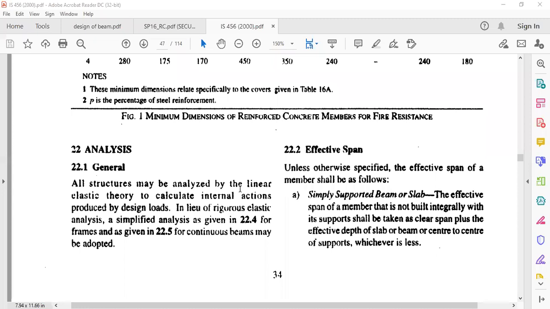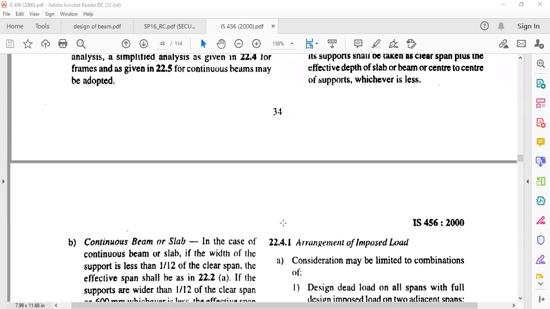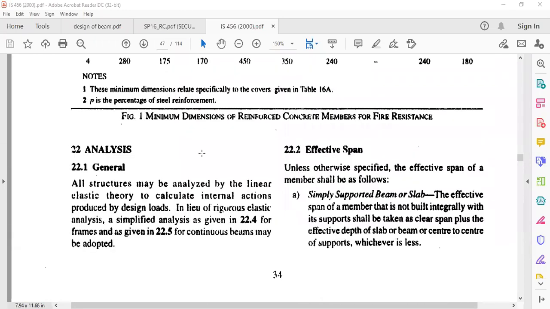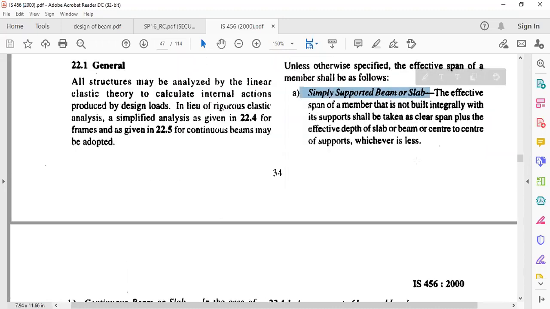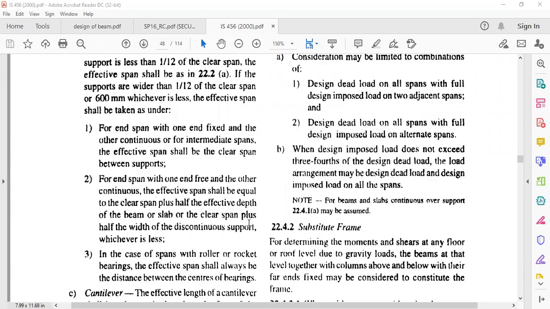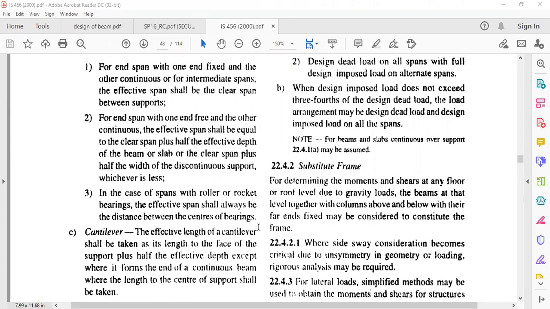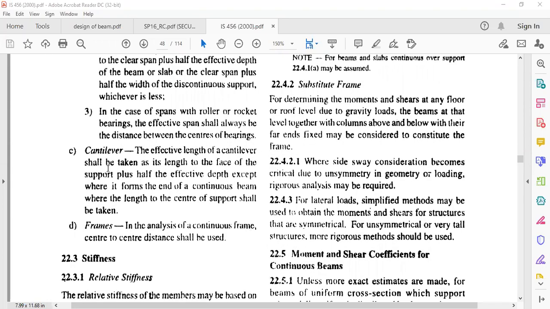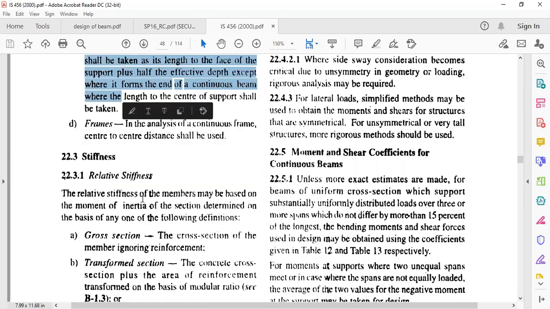Yes, you can just look at it now. We have seen what the effective span should be. We have seen this particular parameter. The effective span is to be considered. Just look at this: this is 22.1 general and then 22.2 effective span. If you are not sure about how to take the effective span, you have to refer to this particular clause. While designing, we are going to use this clause to calculate the effective span.